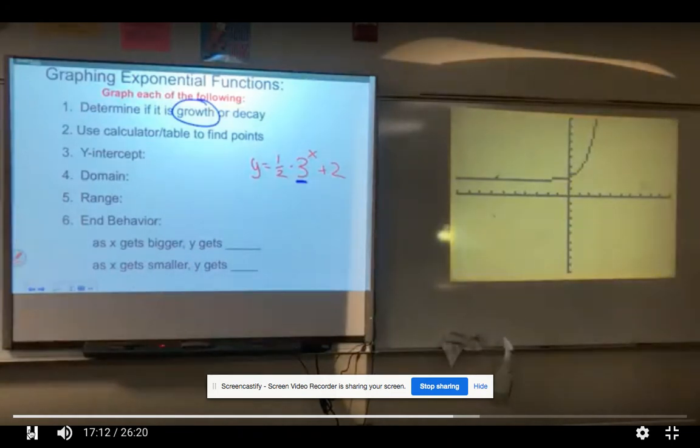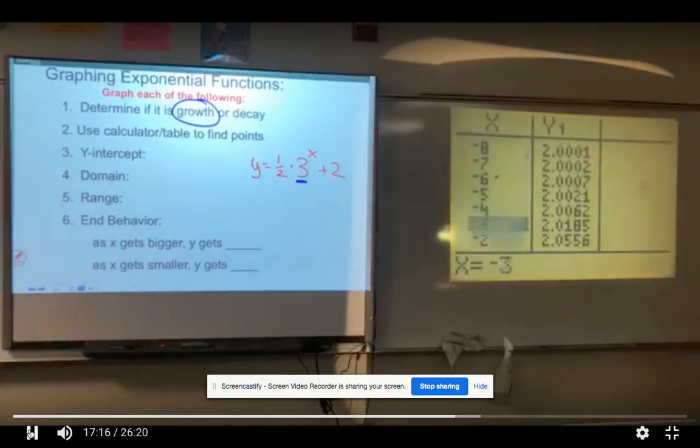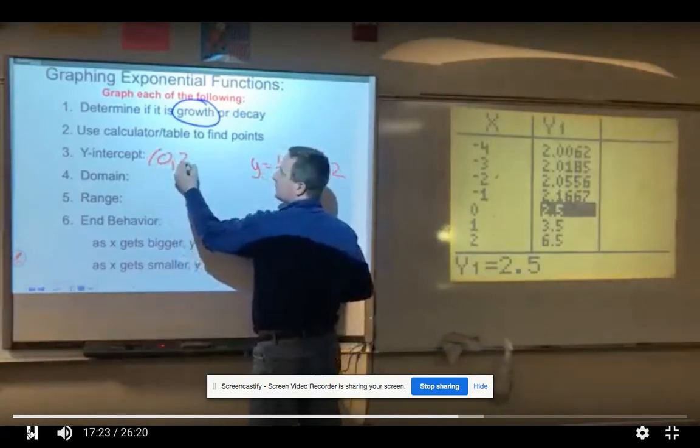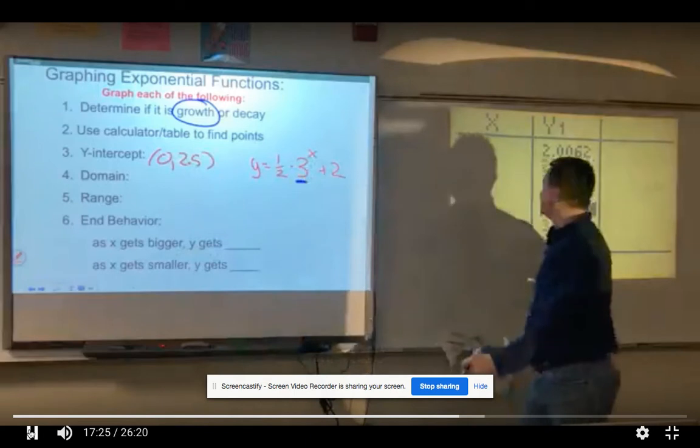Does it have a y-intercept? I'm looking at number 3 over there. When x is 0, scroll back down here. When x is 0, what's my y-intercept this time? 2.5. 0, 2.5, right here.